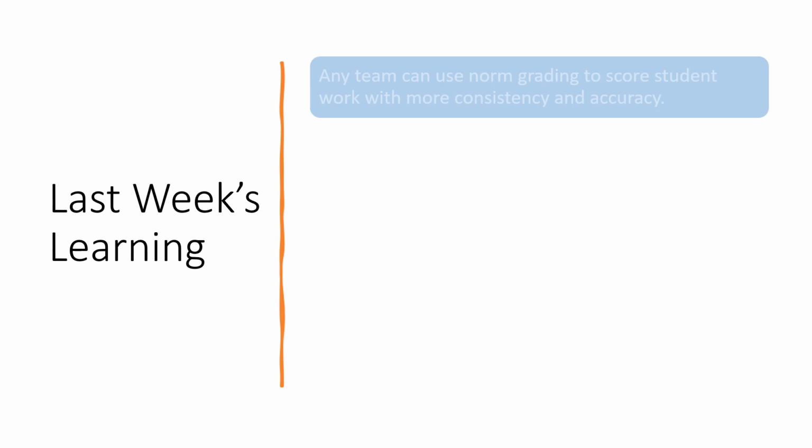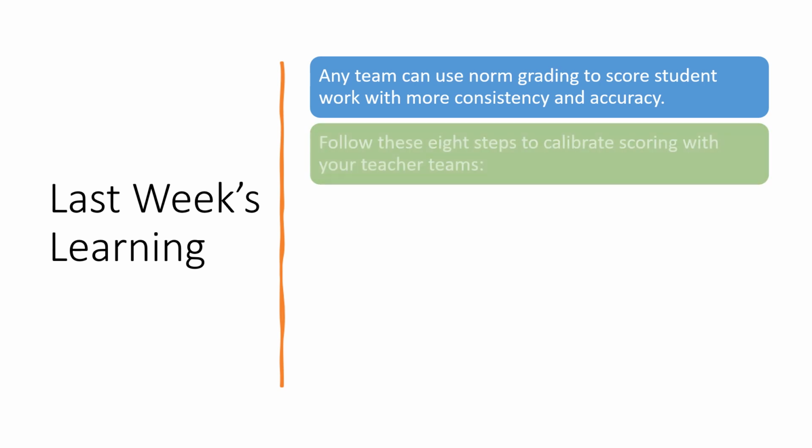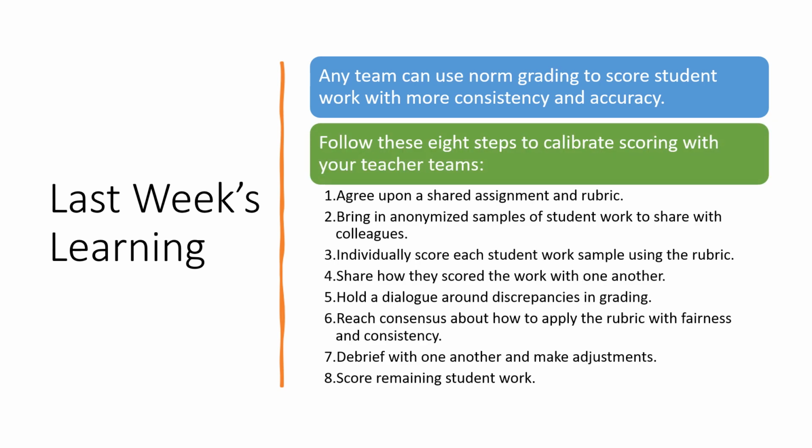But first, let's review last week's learning. We learned that any teacher team can use norm grading to score student work with more consistency and accuracy. You and your teammates can follow these 8 steps to calibrate scoring, starting with agreeing on a shared assignment and rubric, bringing in anonymized samples of student work, scoring individually, sharing how you scored the work with your teammates, holding a dialogue around discrepancies in grading, reaching a consensus, debriefing, and finally, scoring your remaining student work.